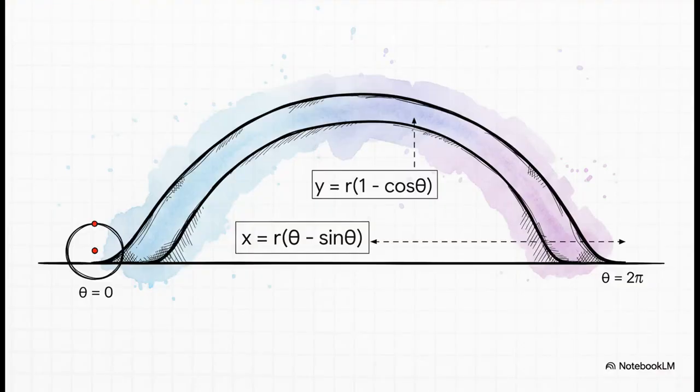So yeah, these are the parametric equations for the cycloid. They definitely look a bit more intimidating than the ones for a circle, but the key here is to not get spooked. Our step-by-step process is exactly the same. We just have to trust the framework.